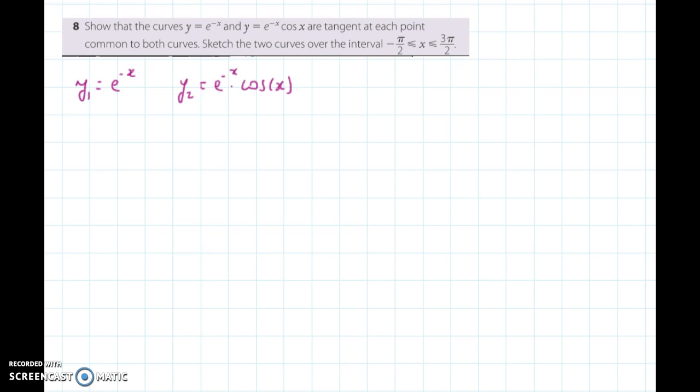And then, period, the second part asks you to sketch the two curves over a given interval, between minus pi over 2 and 3 pi over 2. But that doesn't mean that the interval applies to the first part of the question. The first part of the question is in general. We want to show that at any point where the curves intersect, so they have a point in common, they are tangent to each other. So the interval is just for the sketch because it would be complicated to do the sketch for the whole real line. Let's look at the sketch first so we get an idea of what's happening.